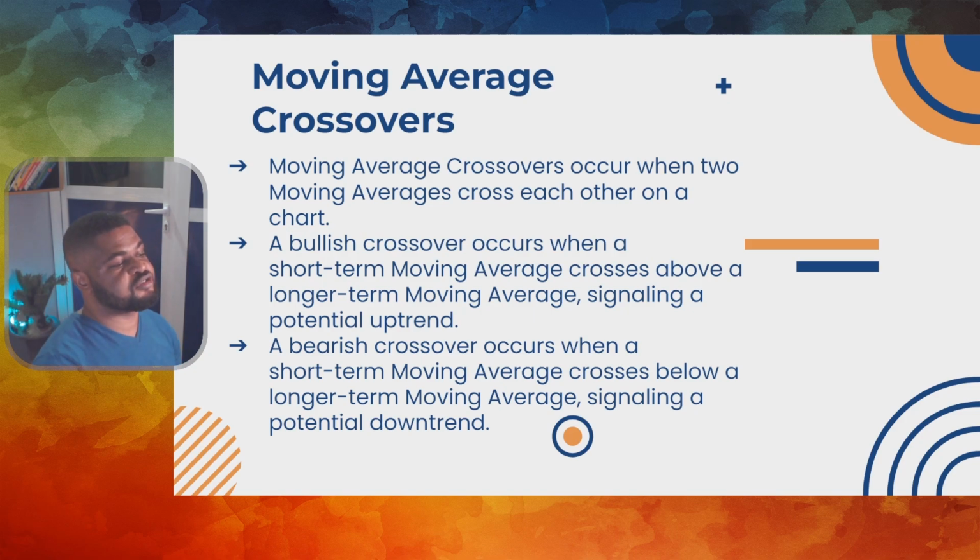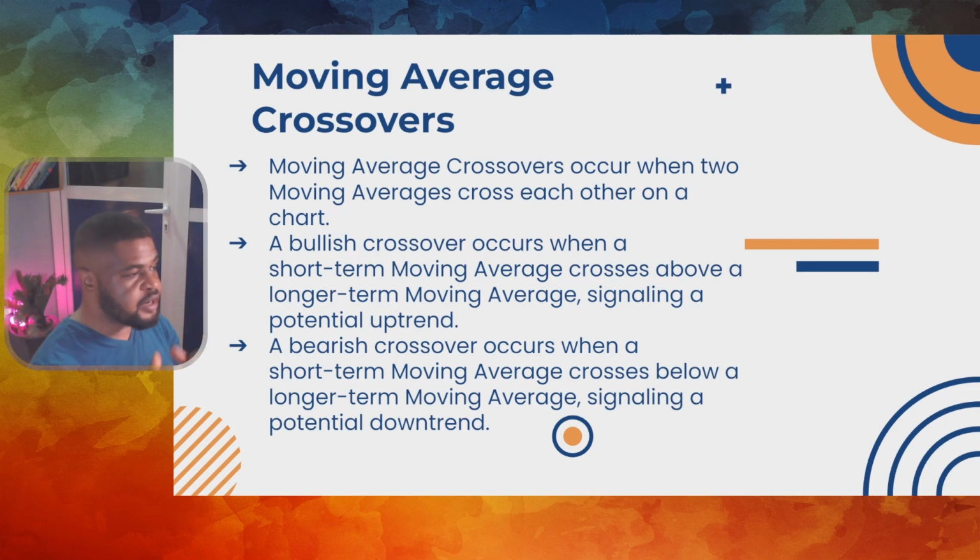A bullish crossover occurs when a short-term moving average crosses above a long-term moving average, signaling a potential uptrend. Say, for instance, a 20-day moving average is crossing over a 50-day moving average to the upside.